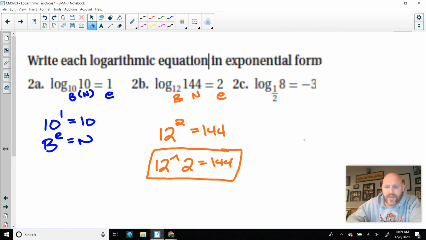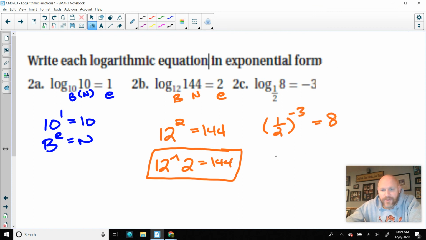There'll be questions just like that. Let's take a look at the next one. We have a base of 1/2. Our exponent is -3, and our number is 8. So we have 1/2, and I'm going to put it in parentheses because it's a fraction. We'll go -3 equals 8. So if I was on Google, I would say 1/2 to the power of -3 equals 8. There we go.